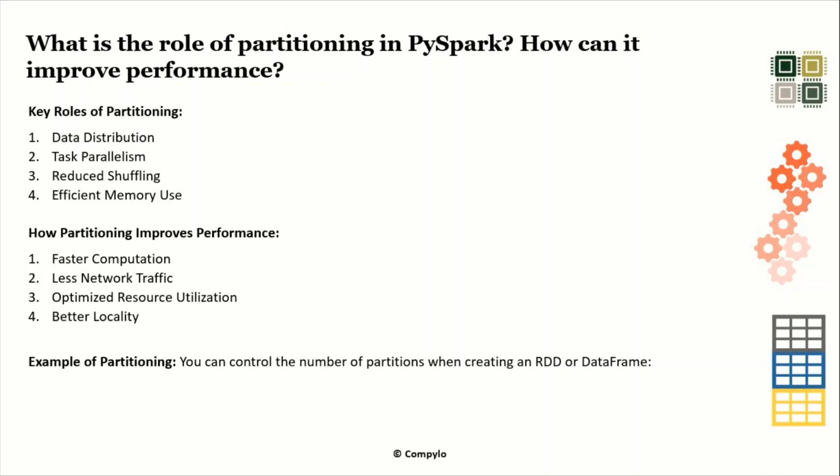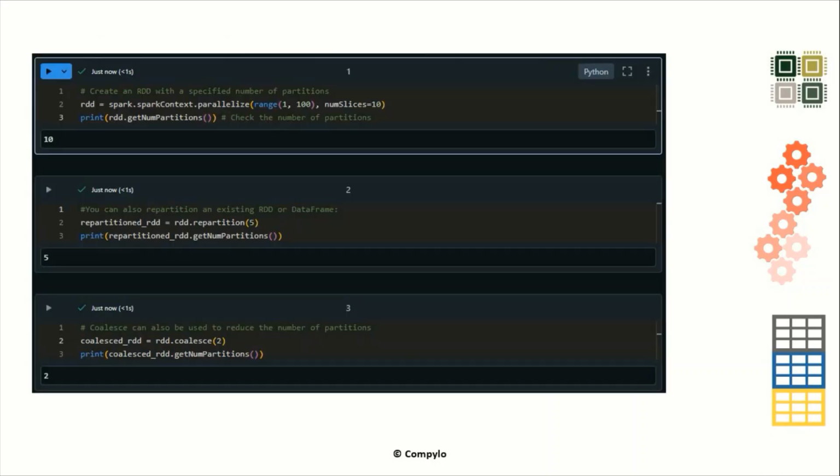Let's take an example of partitioning. You can control the number of partitions when creating an RDD or data frame. As you can see on the first line of code, we are creating an RDD with a specified number of partitions. Next, we are getting the number of partitions using the getNumPartitions method. So it gives 10 partitions available.